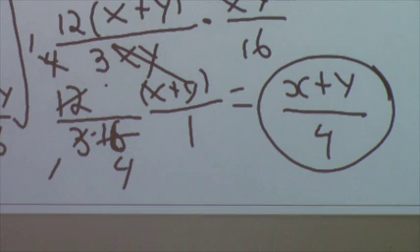And I'm done. So basically, we've gone over adding, subtracting, multiplying, dividing, and doing a combination of adding, subtracting, and multiplying algebraic fractions with monomial denominators.